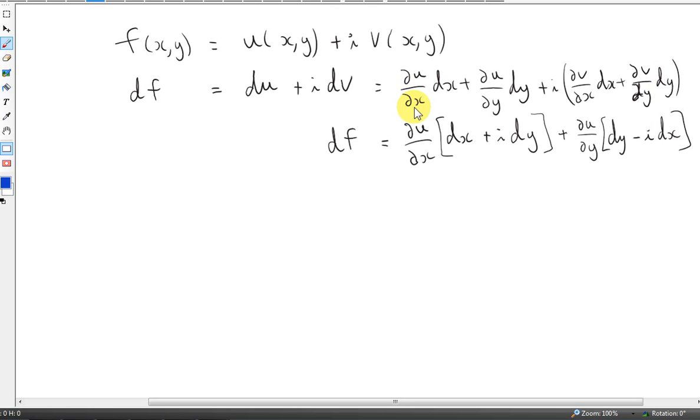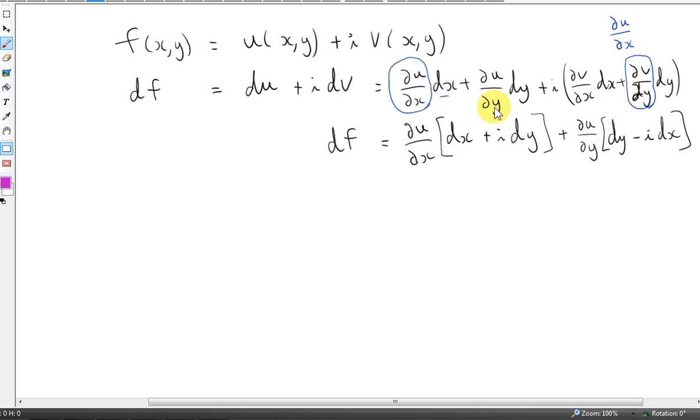Next, we apply the Cauchy-Riemann equations. We use the fact that du/dx is equal to dv/dy. This is true if our function f is differentiable at some point (x, y). So we're getting these derivatives at the point (x, y). And since they're equal, we can factorize them out, so we can just write du/dx for dv/dy. So we can factorize du/dx out of this, so we have dx left over here, and we have i times dy left over here. So that's the result of the factorization.